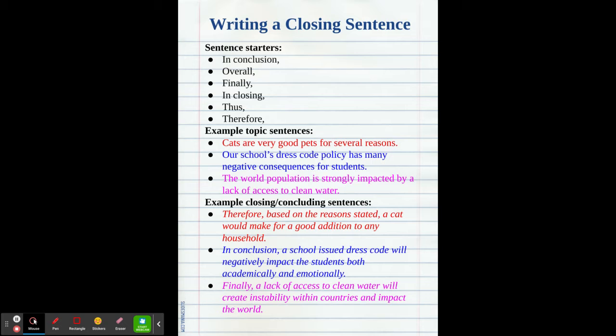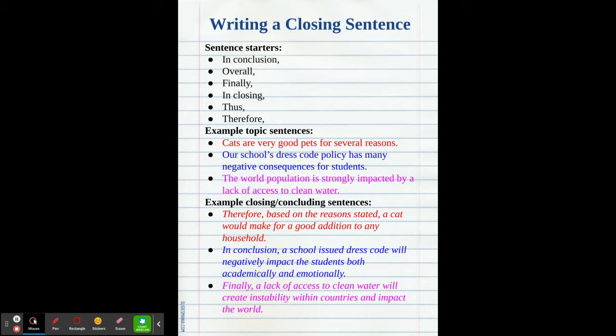First of all, let's talk about sentence starters. We can't write the sentence unless we start that sentence in an appropriate way. There's a couple of different choices I have here. These are not the only choices you can have, but they're sometimes the most widely used. So just as we have sentence starters when we insert text into a story or into our writing, we also have sentence starters when we write concluding sentences.